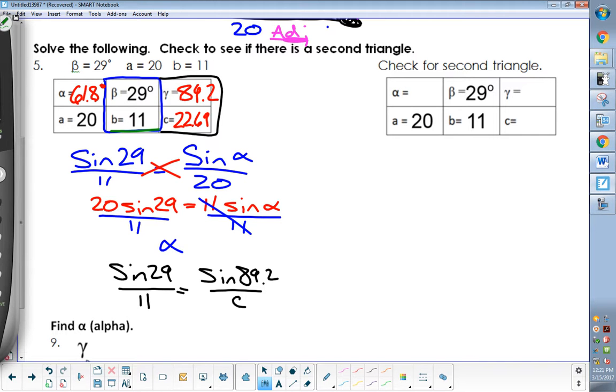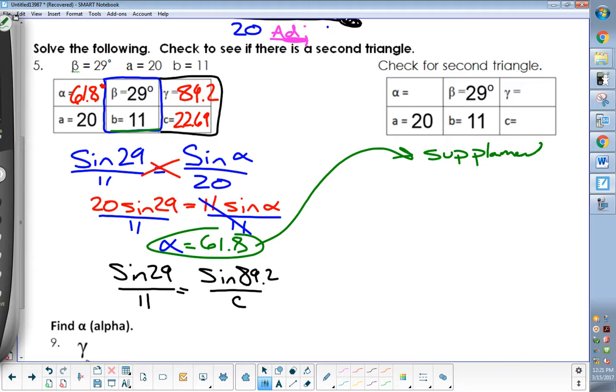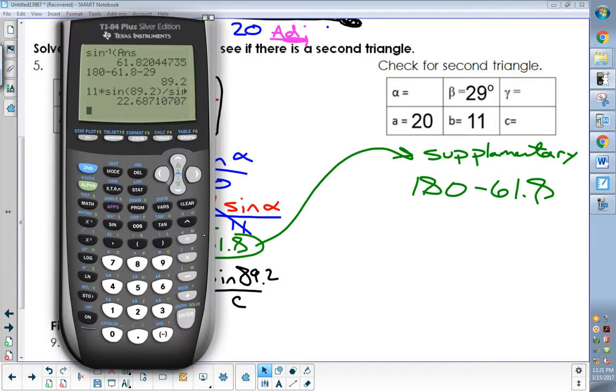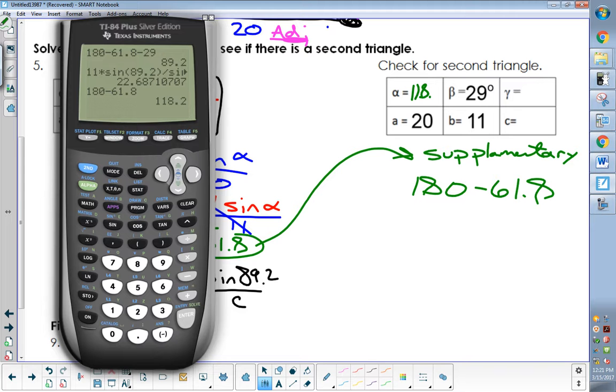How come you didn't say we should check the second triangle? I am going to check. I'm not done. Once I found alpha at 61.8 degrees, I'm going to take that and check for the second angle. To do that, we find the supplementary angle. Supplementary means we want to take that one angle and subtract from 180. So 180 minus 61.8. That tells me what alpha could also be, which is 118.2.